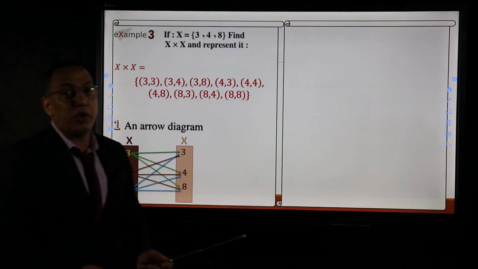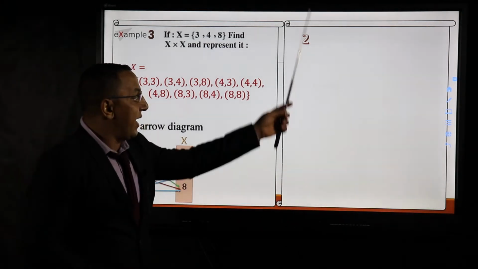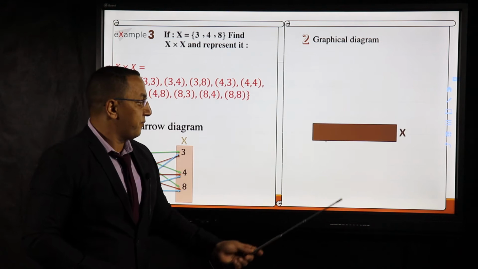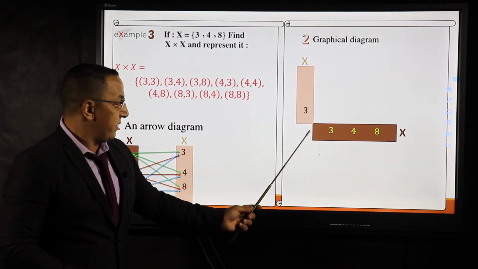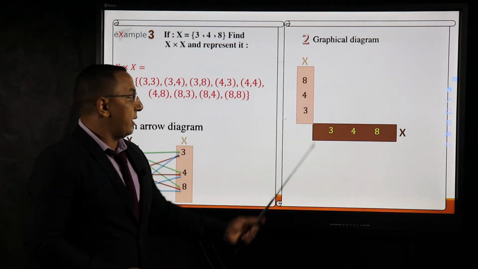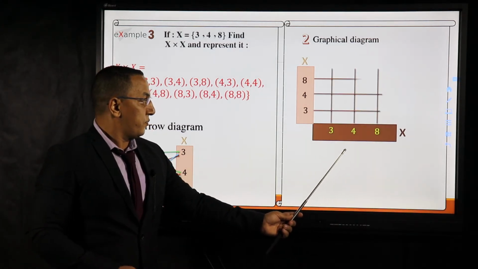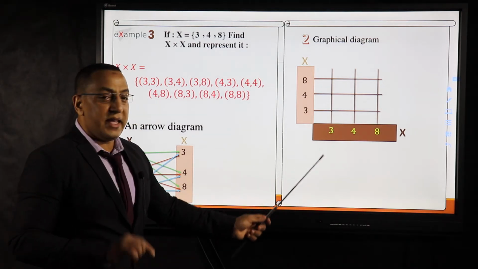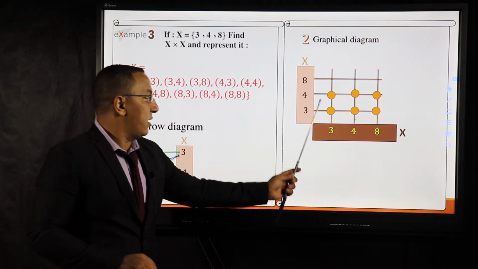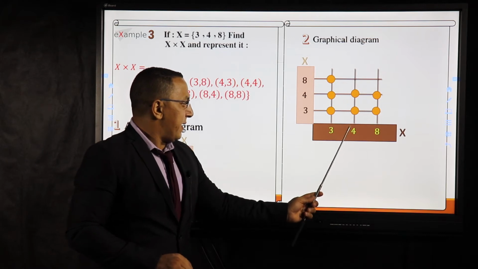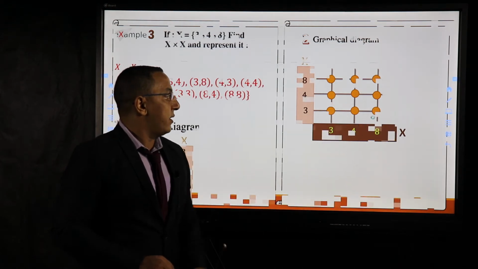Now I'm going to represent it by the Cartesian diagram. I'm going to represent x horizontally and x vertically, like this. Here x is 3, 4 and 8, also here 3, 4 and 8, and I'm going to draw the lines, like this. And I'm going to represent the elements by dots as we did before. Here (3,3), (3,4), (3,8), (4,3), (4,4), (4,8), (8,3), (8,4), (8,8).